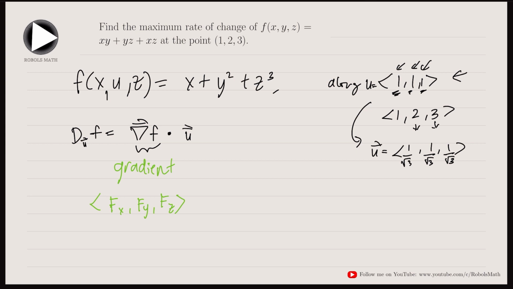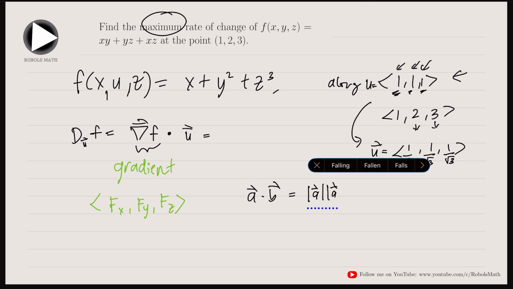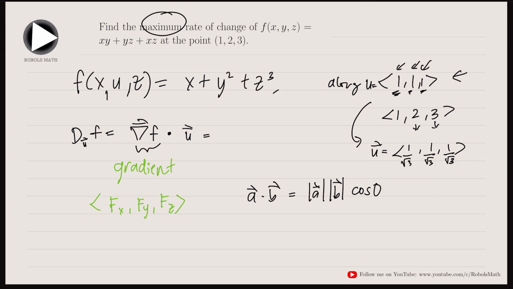Now, to go back to the question of what is the maximum rate of change, we can find that maximum rate of change by using the properties of dot products. We know that the dot product of two vectors a and b is equal to the magnitude of a times the magnitude of b times the cosine of the angle between them.